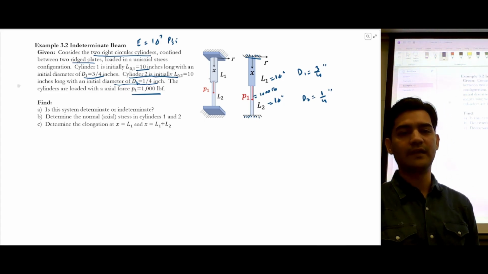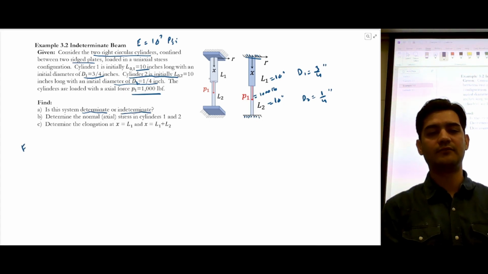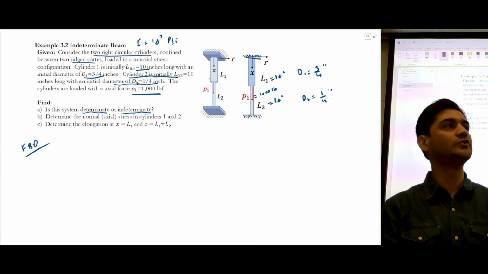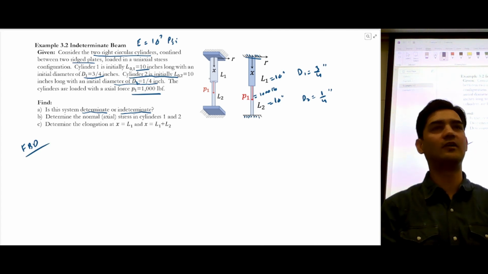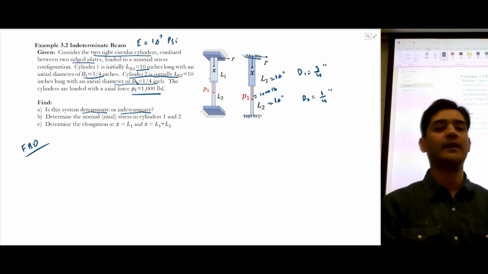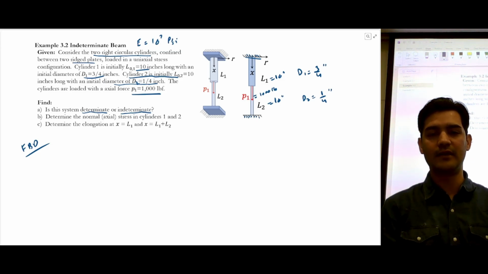So now we have to figure out if the system is determinate or indeterminate. How we can figure this out is we can try to use equilibrium equations, and if we can solve the reaction load by using equilibrium equations, then the system is determinate. If we cannot, then the system is indeterminate. So let's just draw a free body diagram.